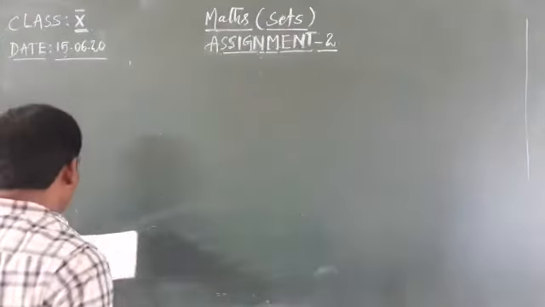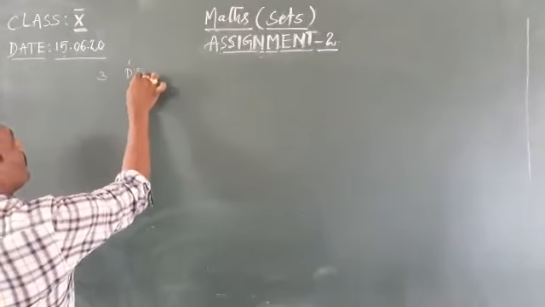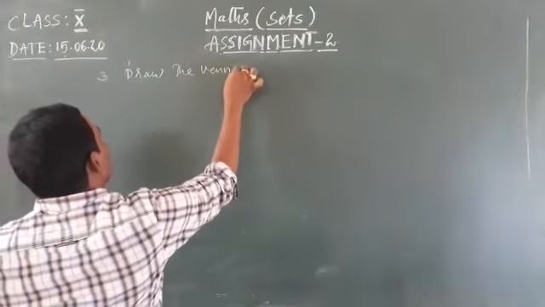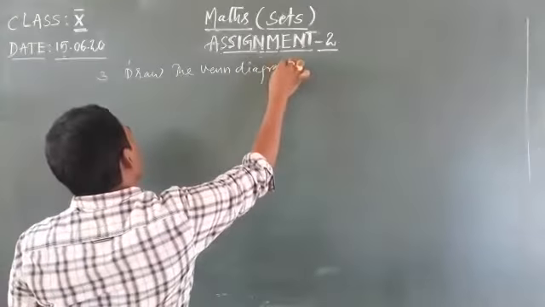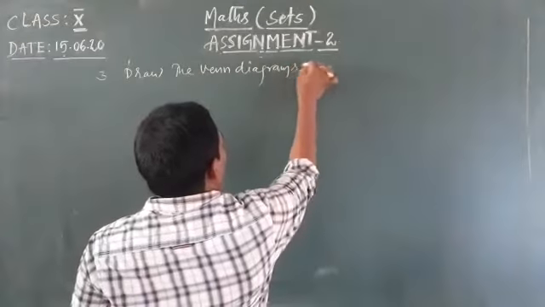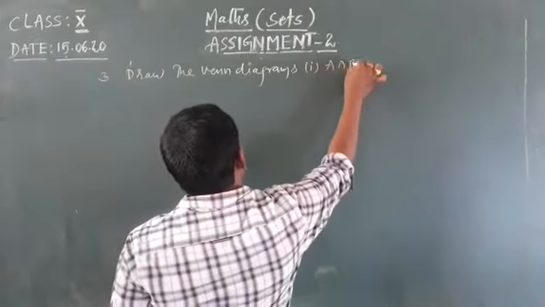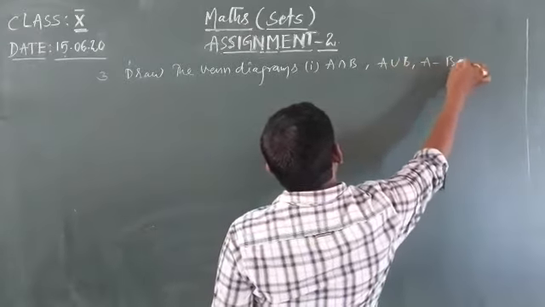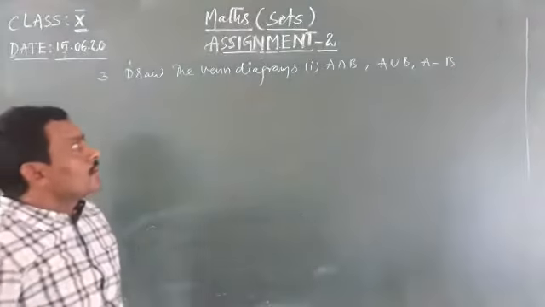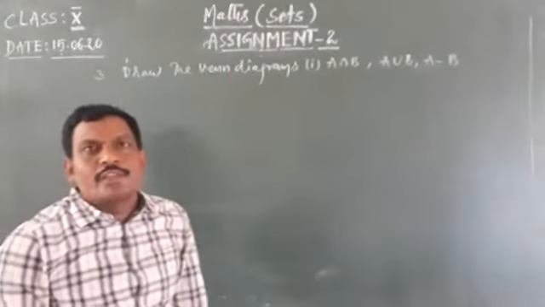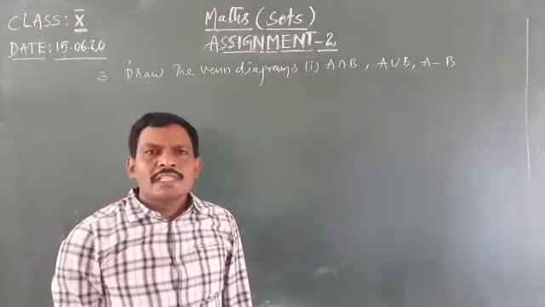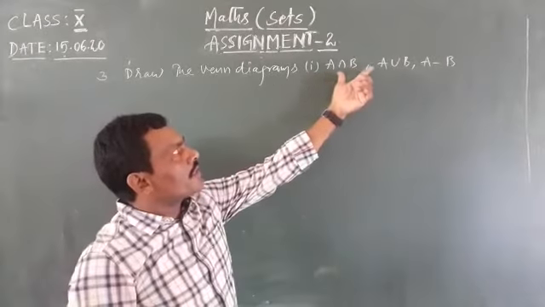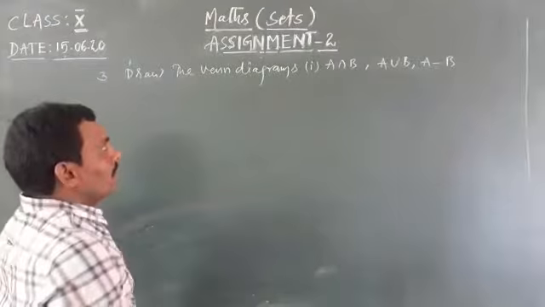So the third sum: draw the Venn diagrams of A intersection B, A union B and A minus B. The Venn diagram was introduced by John Venn. So now we draw the Venn diagrams of A intersection B, A union B and A minus B.